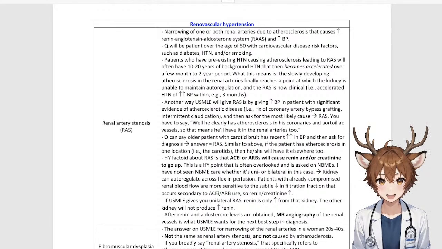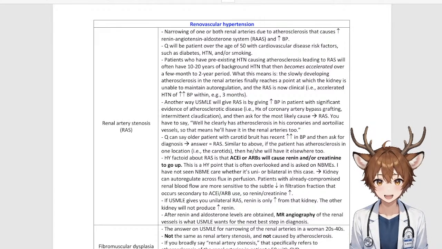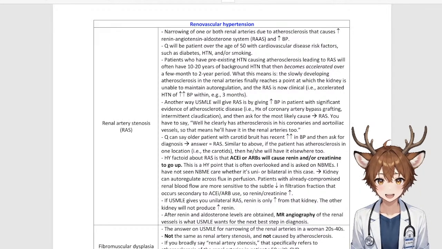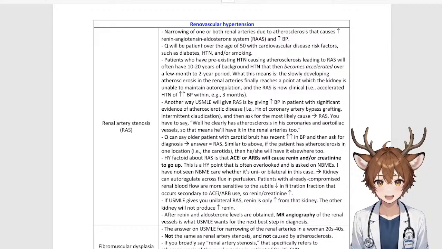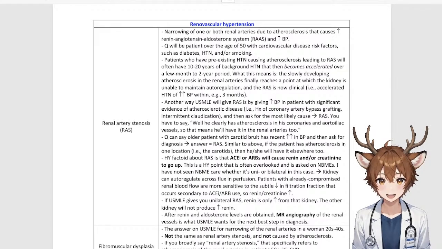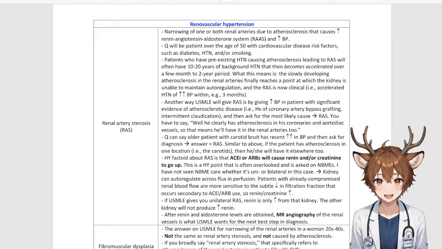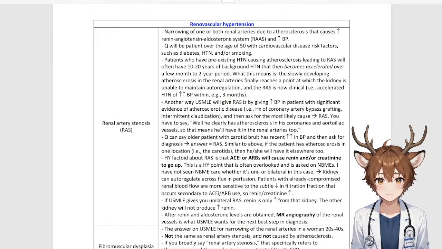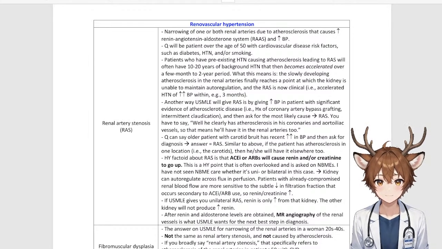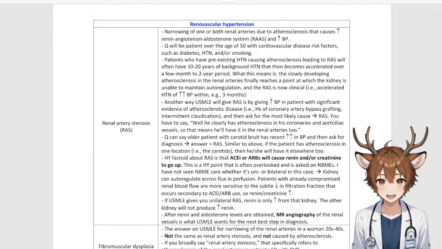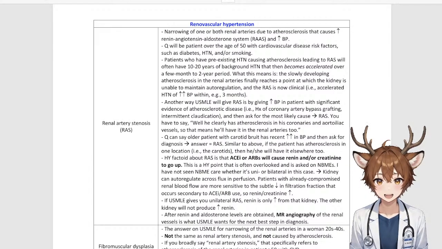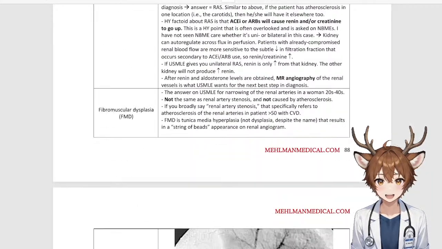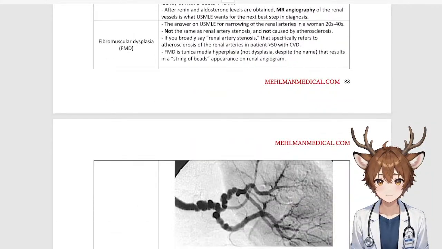If USMLE gives you a unilateral renal artery stenosis, renin is only going to be elevated from that kidney. The other kidney will not produce the elevated renin. After renin and aldosterone levels are obtained, the MR angiography of the renal vessels is what USMLE wants for the next best step in diagnosis, MR angiography. Also, remember, ACE inhibitors and ARBs will cause renin and/or creatinine to go up in the case of renal artery stenosis. Very strange. Good to know.